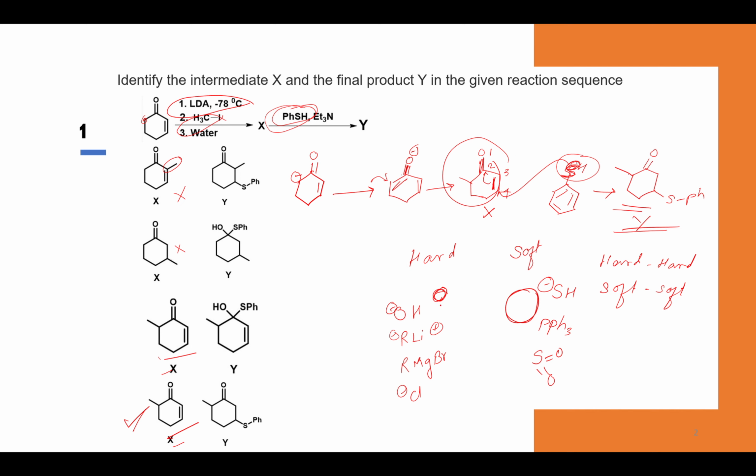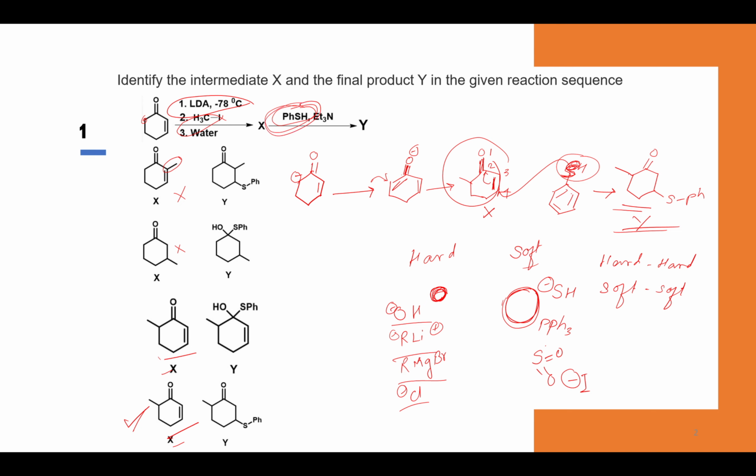Because sulfur is a soft nucleophile, we have discussed hard and soft nucleophiles. Hard nucleophiles are small and higher in electronegativity. Soft nucleophiles have charge distributed over a larger area, and they are large in size also. That's why sulfur, phosphorus, this type of compound comes under soft nucleophiles. Talking about hard nucleophiles: OH, RLi, RMgBr, or any halogen like Cl minus. Here I minus comes in soft nucleophiles. This is the classification.